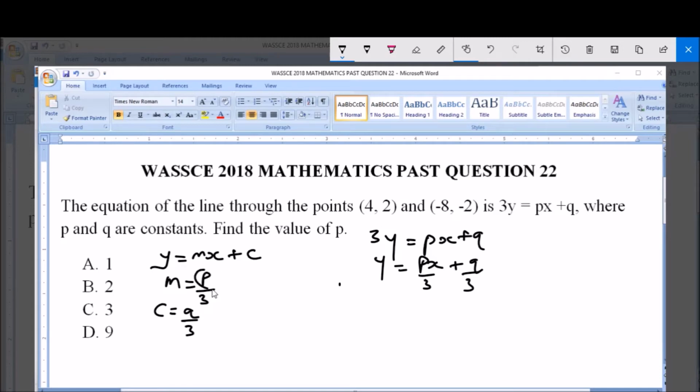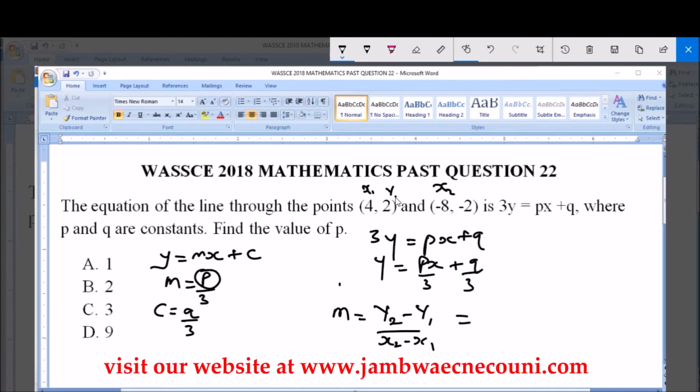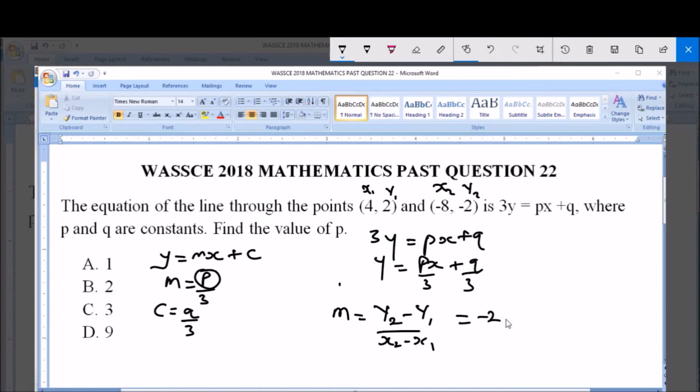But now we are asked to find what? p. So to find p, we simply find the gradient, and then from that we can get p. Now to get the gradient of this line, m = (y2 - y1)/(x2 - x1). Looking at this, our x1 is 4 and our x2 is -8, our y1 is 2 and our y2 is -2. So therefore we have y2, which is -2, minus y1, which is 2, all over x2, -8, minus x1, which is 4.